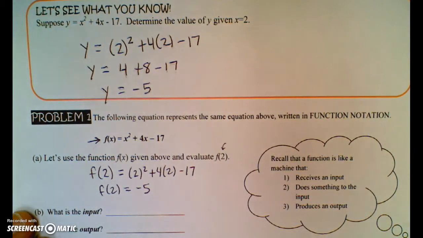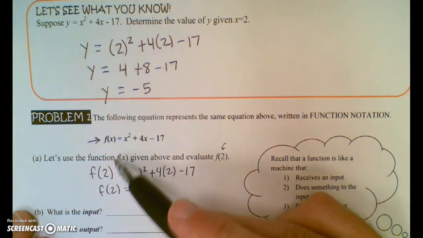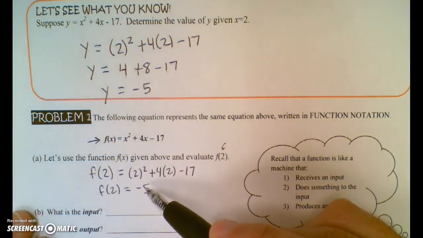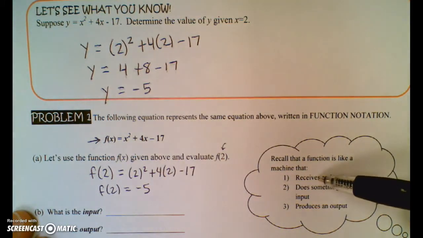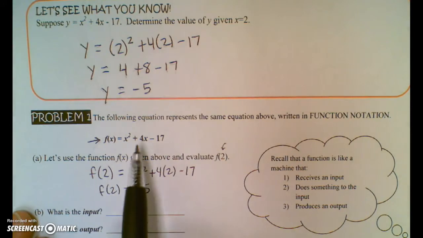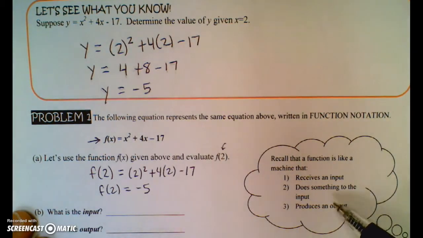Notice I'm not solving for f or trying to get f by itself. This is the name of the function. So I'm saying f of 2 equals negative 5. When I put an input of 2 into this function, the output is negative 5. So remember that a function is like a machine in that it receives an input, does something, and in our case, here's what it's doing to the input, and then produces an output.